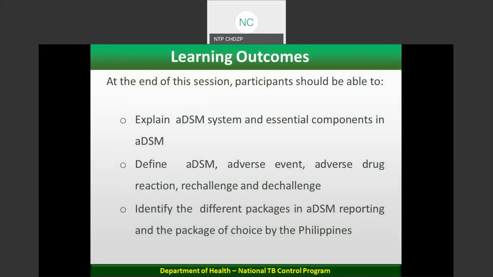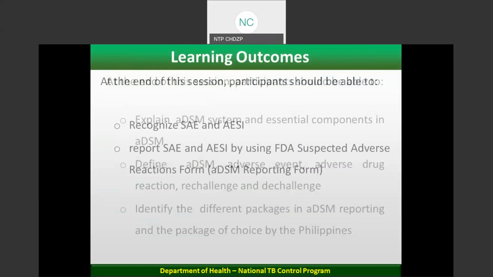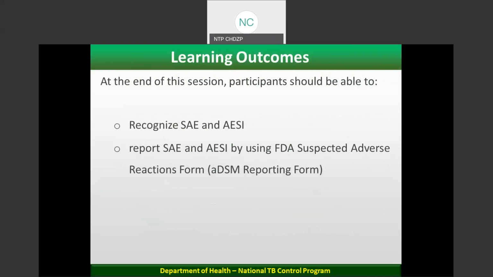define aDSM, adverse event, adverse drug reaction, and the challenges. Also, to identify the different packages in aDSM reporting and the package of choice by the Philippines. Also, to recognize SAE and AESI, and to report SAE and AESI by using the FDA suspected adverse reactions form, known as the aDSM reporting form.